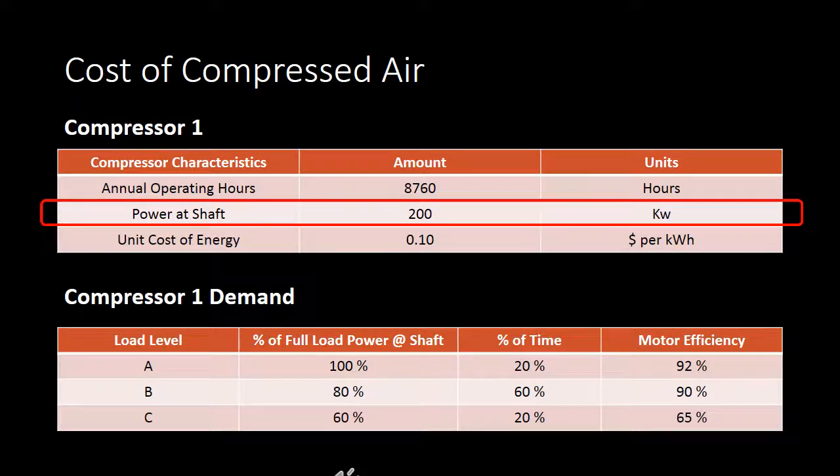At each load level, there is a different motor efficiency. Here is our equation again, now with efficiency moved to the end at the right. Inserting the data into the previous slide gives us the first part of the cost of running the compressor.